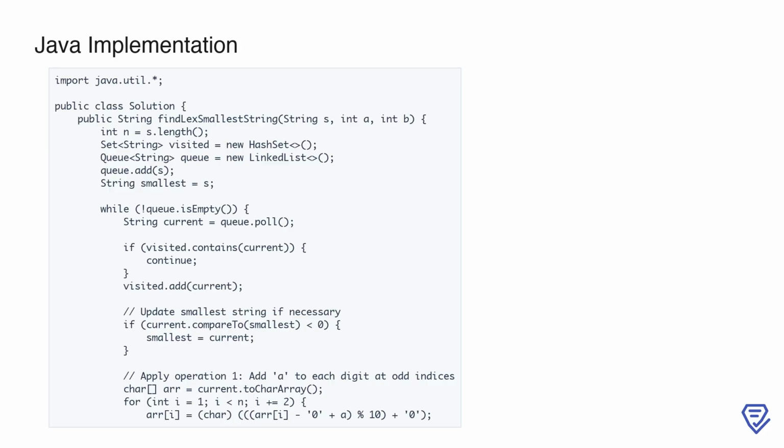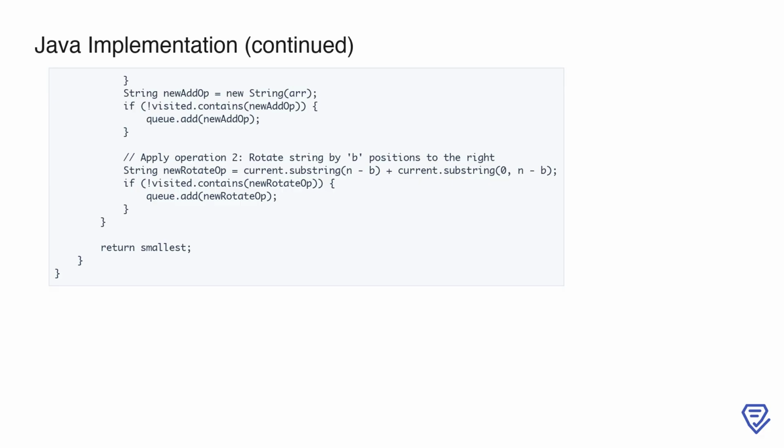In the while loop, we process each string in the queue. If the current string has already been visited, we skip it, otherwise, we mark it as visited. Next, we check if the current string is smaller than the smallest string we found so far, and if so, we update smallest. Then, we proceed with the first operation, where we add the value a to each digit at the odd indices of the string. To do this, we convert the string to a character array and iterate over the odd indices, updating each digit accordingly. After modifying the digits at the odd indices, we construct a new string called newAddUp using the updated character array. If this new string hasn't been visited yet, we add it to the queue for further processing.